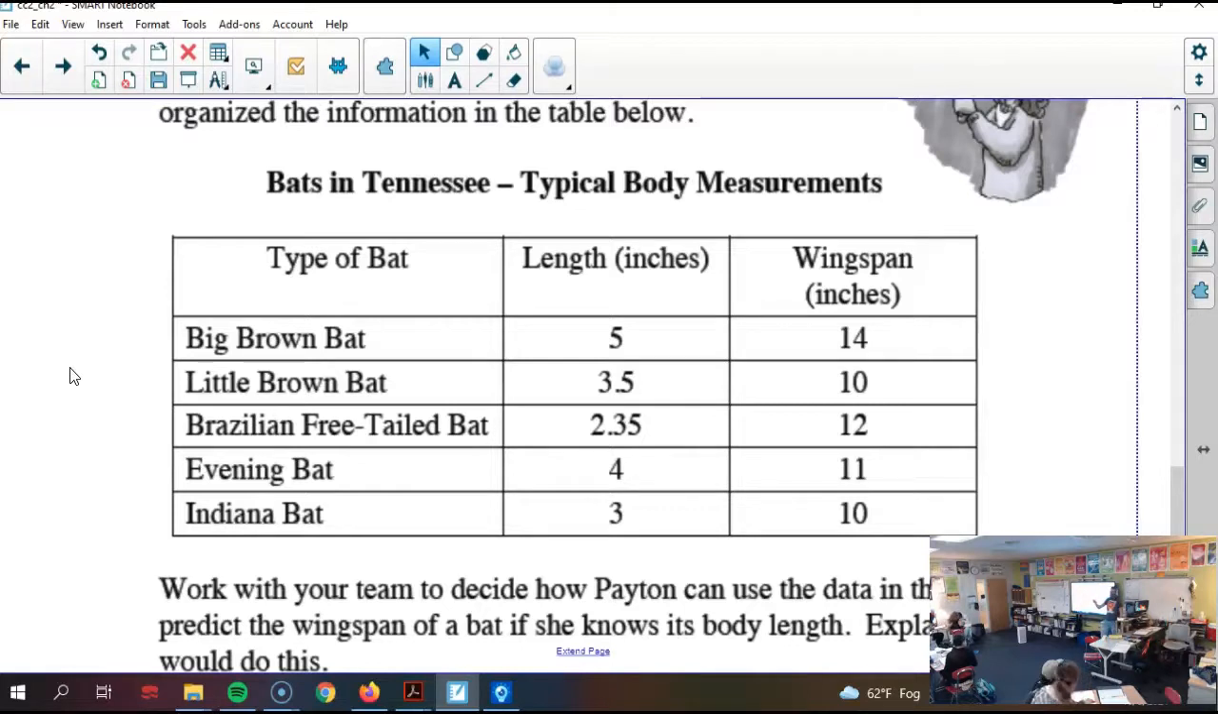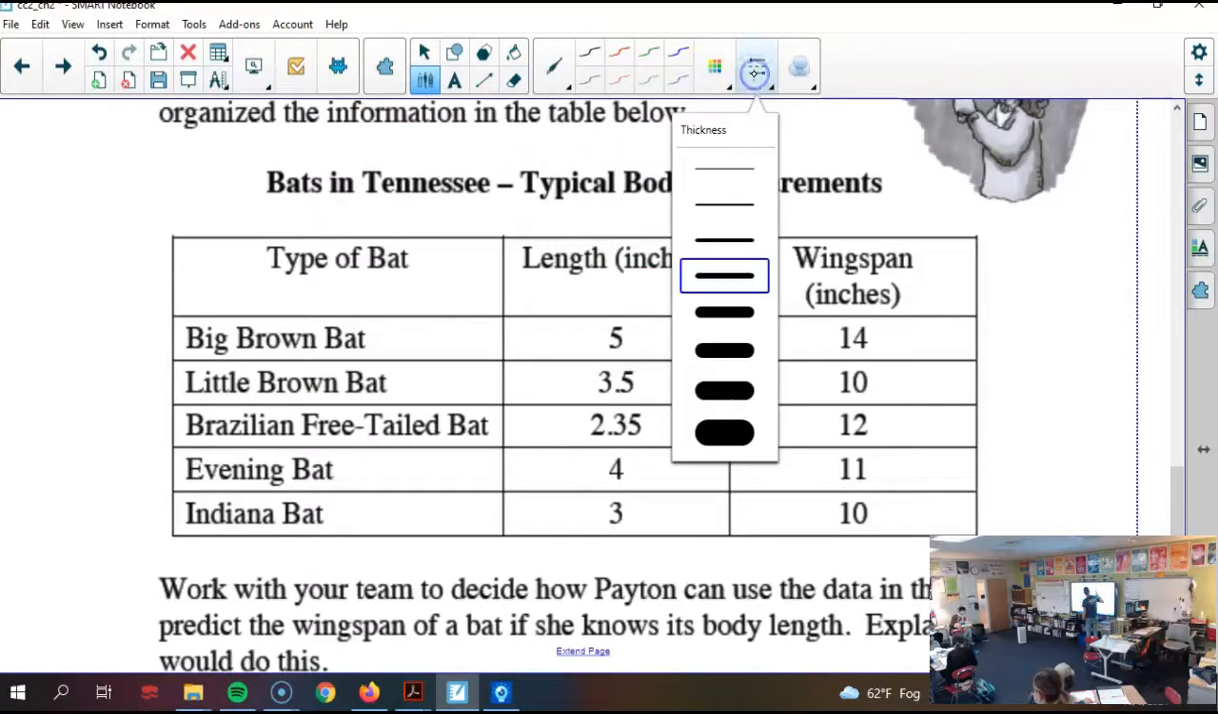Lucas has a really interesting idea here. For the big brown bat and Indian bat, if you add 2 and then multiply times 2, you will get really, really close to the wingspan.